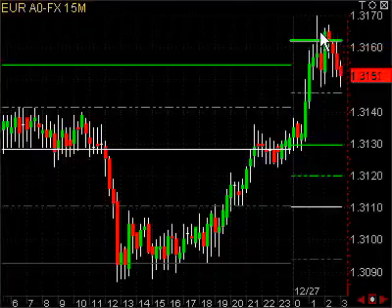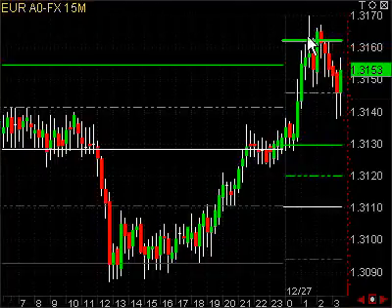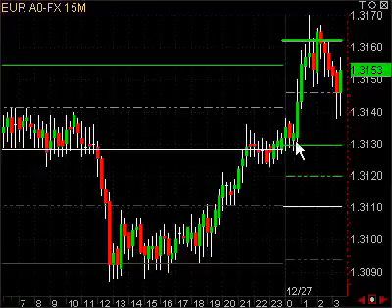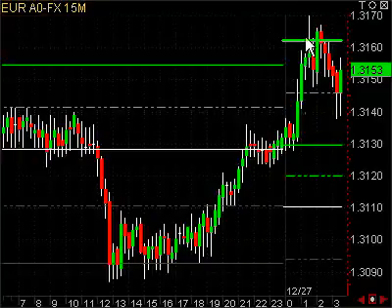Look, it goes up, finds resistance right at the second resistance level. This is resistance level 1, which it finds support on, and it breaks out. This is a pretty safe place to buy right here. And this is your profit target.